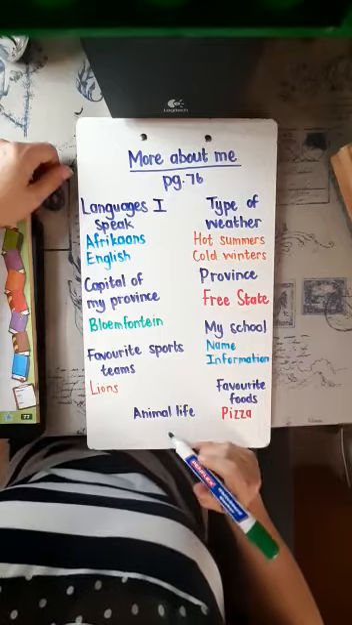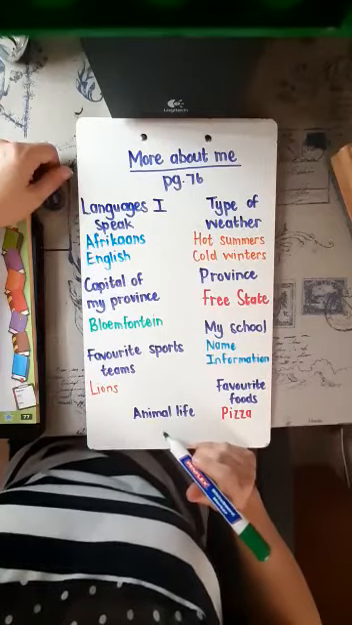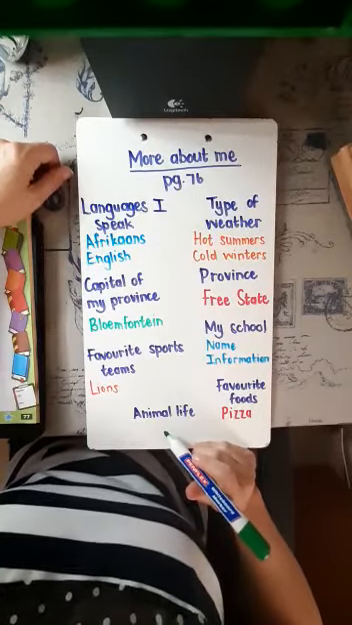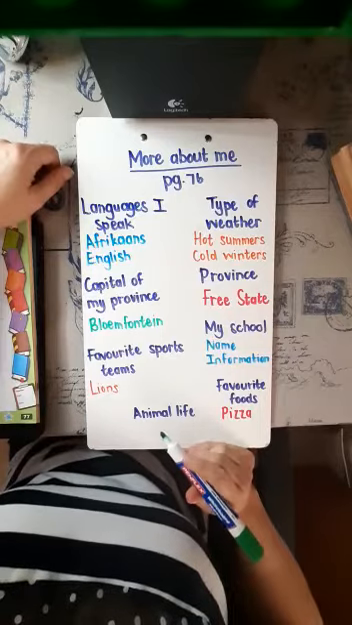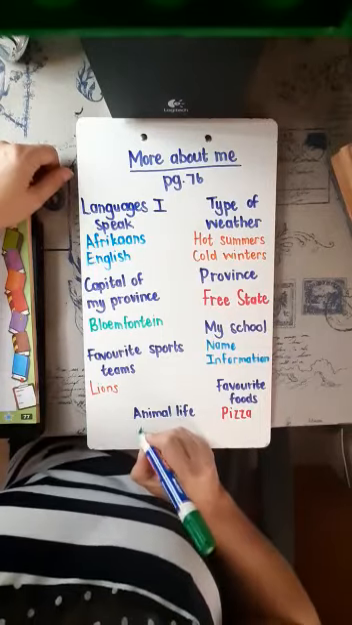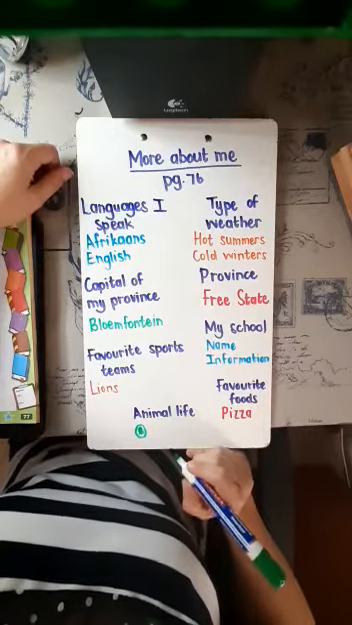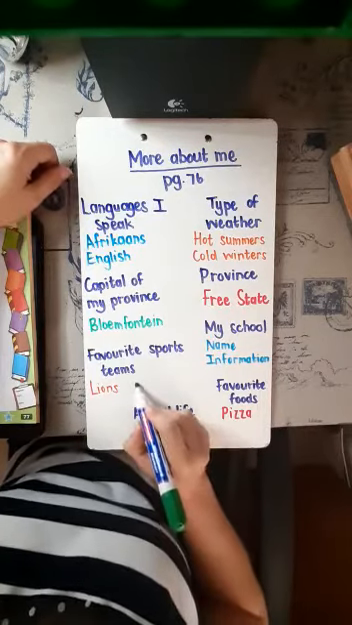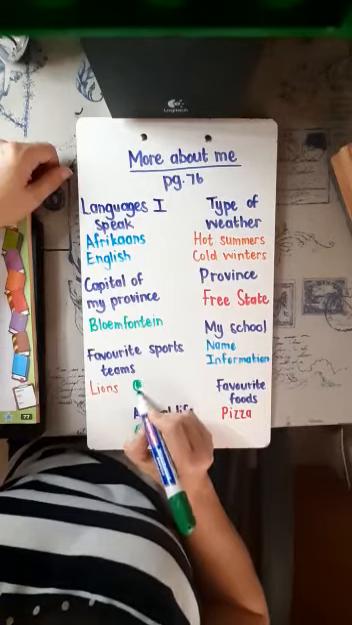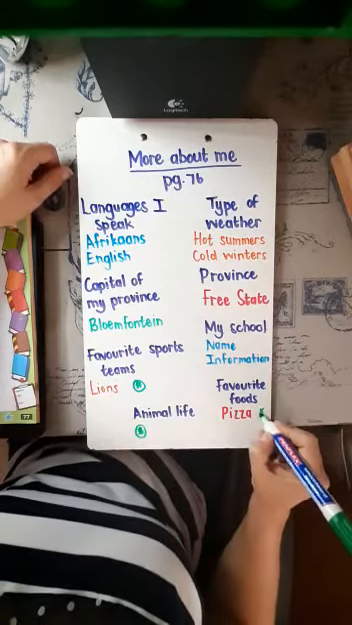You can also talk about the pets you have, or maybe places you visited in or around Bloemfontein. So, for the animal life, you will write down your own answer. This will also happen at the favorite sports teams as well as the favorite foods.